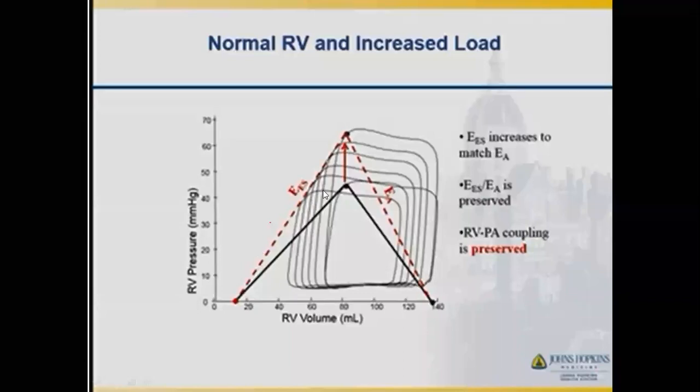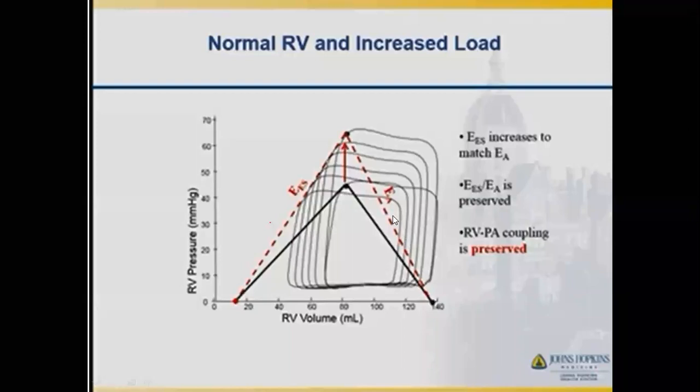The slope of this line is called the end-systolic elastance of the RV, and it indicates the RV intrinsic systolic contractility, which is load independent. So the slope does not change. Normally, if you see this angle and this angle, they will be the same.